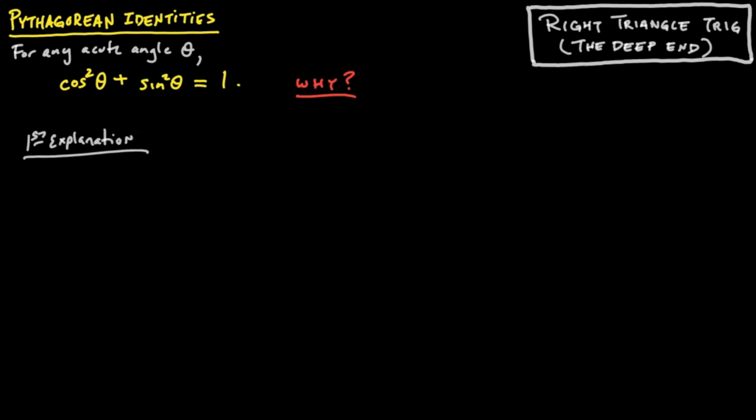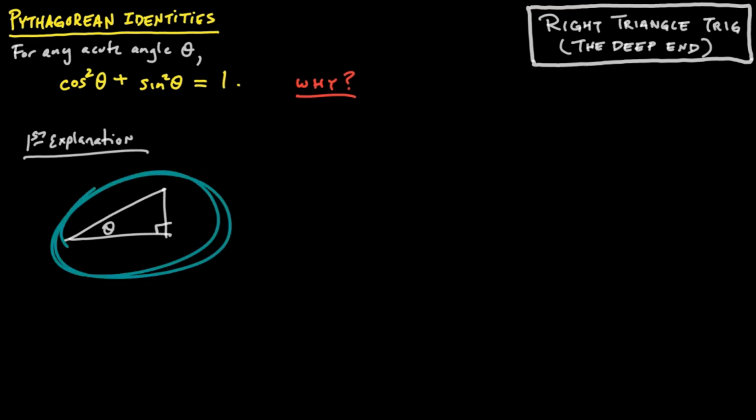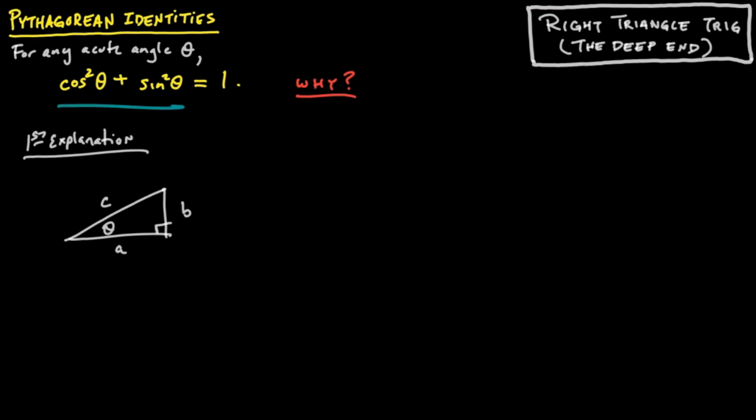First explanation is a familiar sort of argument. Given our angle theta, we construct a right triangle that has theta in it. What are its side lengths? Well, who knows? Who knows what size the triangle is? It doesn't matter. Let's just give them names, our usual A, B, and C. And now let's just compute the stuff on the left-hand side, cosine squared theta plus sine squared theta, in terms of A, B, C. So here's our left-hand side, cosine squared theta plus sine squared theta. What is that in terms of A, B, and C?